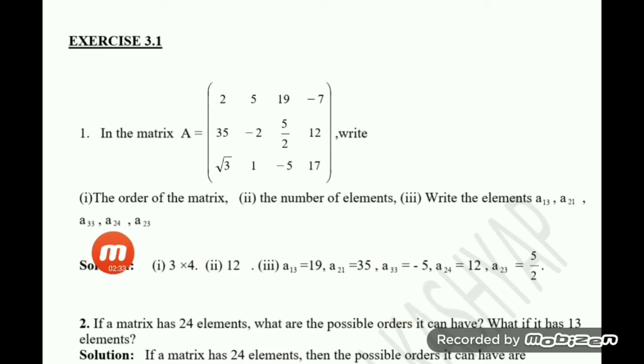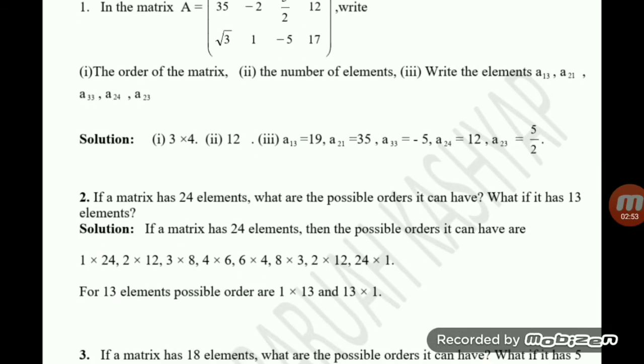Similarly, we can find out a24. 2, 4 means second row, fourth column. That is equal to 12. Then a23, second row, third column, which is equal to 5 by 2. Hope you understand how to do this type of question. Okay. Next, let me go to the next question, that is number 2.